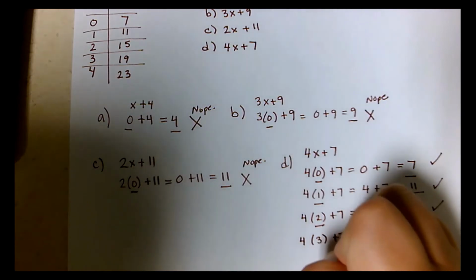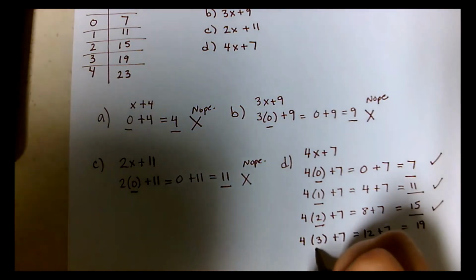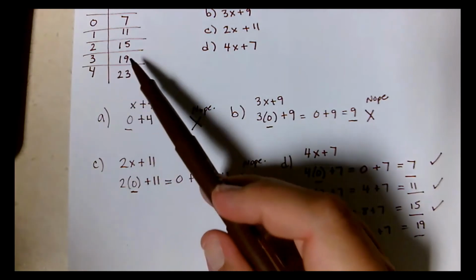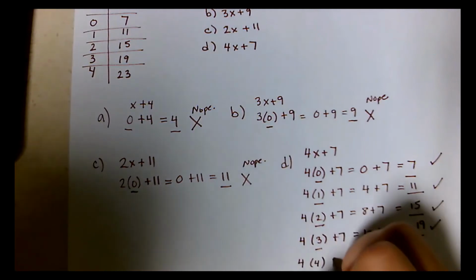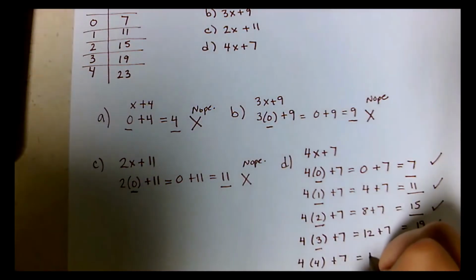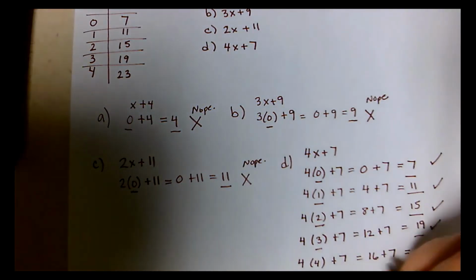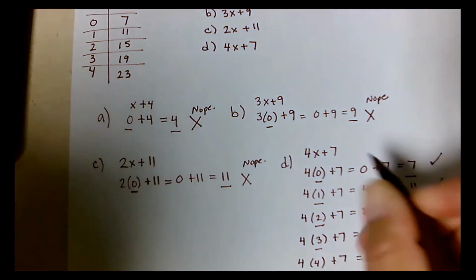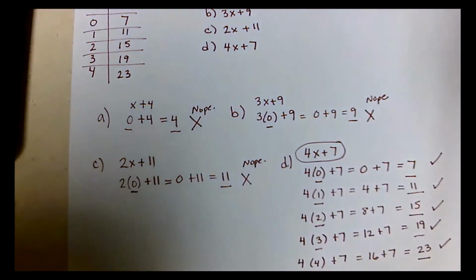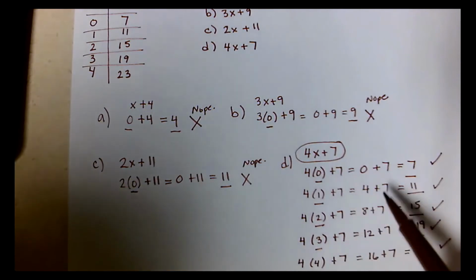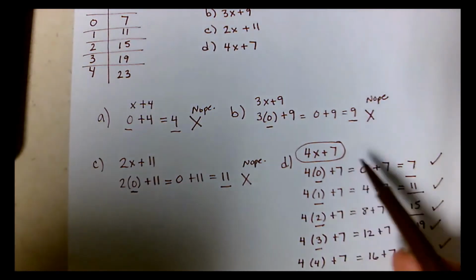4 times 3 plus 7 equals 12 plus 7, which equals 19. So when 3 goes in, 19 comes out. So again, 3, 19, input, output. That one works as well. And 4 times 4 plus 7 equals 16 plus 7, which equals 23. So when a 4 went in, a 23 came out. 4 and 23 makes this match. So this expression, 4x plus 7, matches for all of the inputs. After we calculate out what it tells us to do, we get all the right outputs. So the table came from this expression, 4x plus 7.